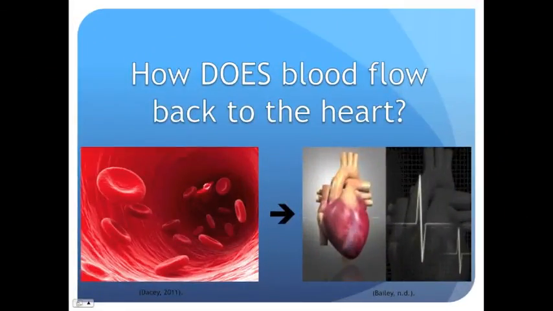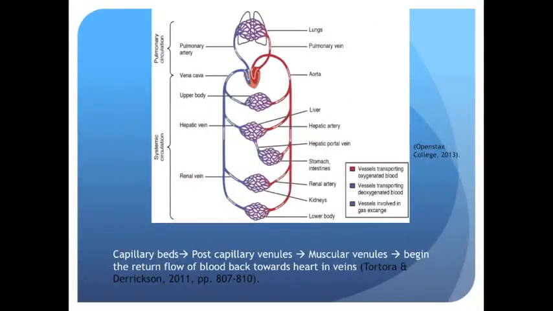How does blood flow back to the heart? The blood returning back to the heart is lacking oxygen, hence why it is returning to the heart to be reoxygenated by the lungs and be redistributed to working muscles. Throughout the body, capillaries function as part of a capillary bed, a network of 10 to 100 capillaries. The blood flows from capillary beds into post-capillary venules, then into muscular venules that drain the capillary blood and begin the return flow of blood back towards the heart.